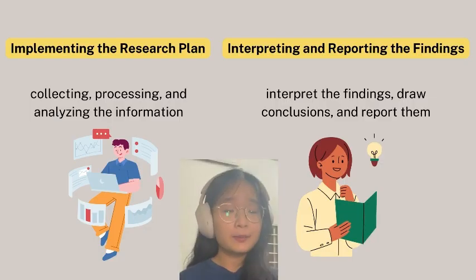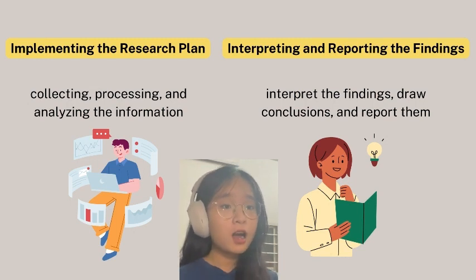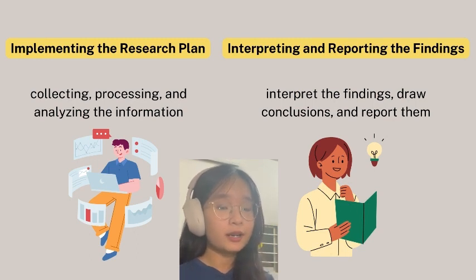So the next part is implementing the research plan. It means that you are collecting, processing, and analyzing the information, and the researchers should process and analyze the collected data to isolate the important information and insights, and data needs to be coded for analysis and checked for accuracy and completeness. So the next part is interpreting and reporting the findings.